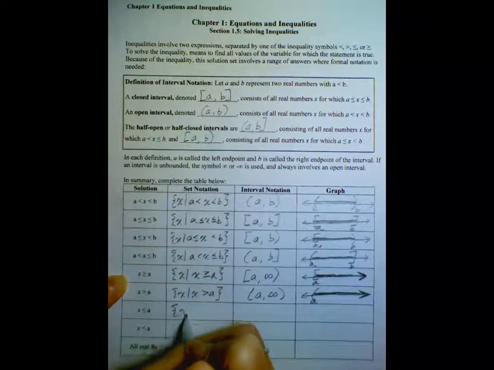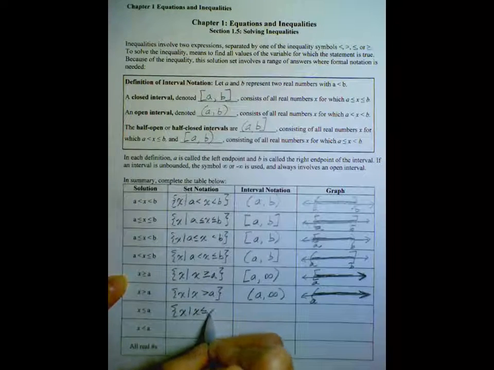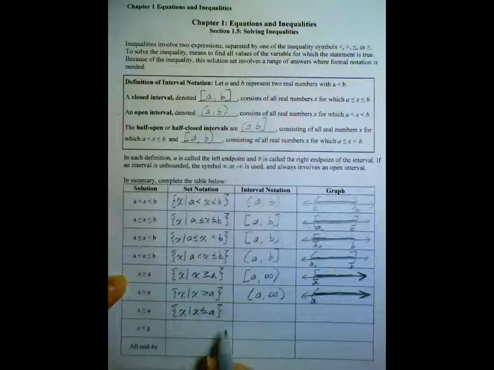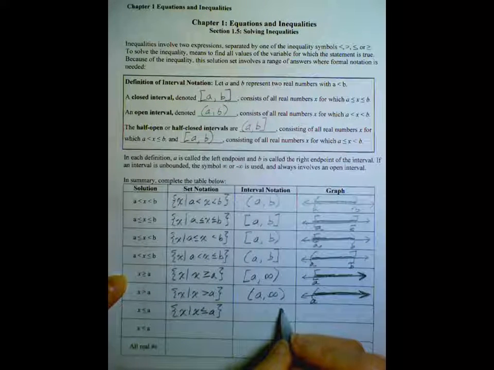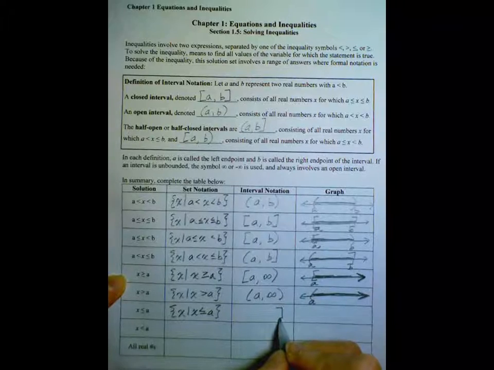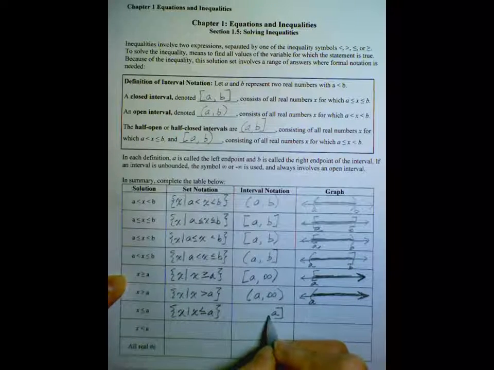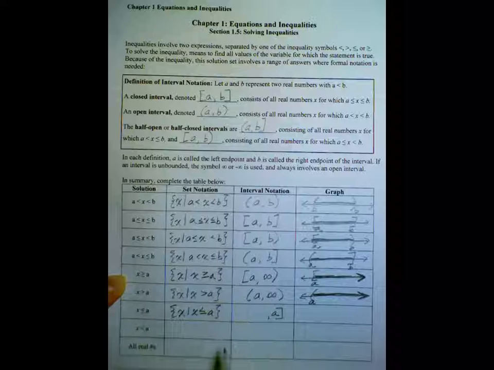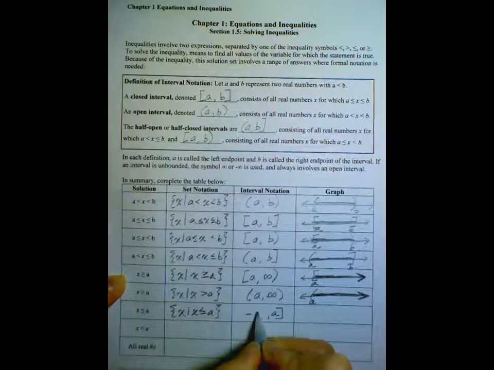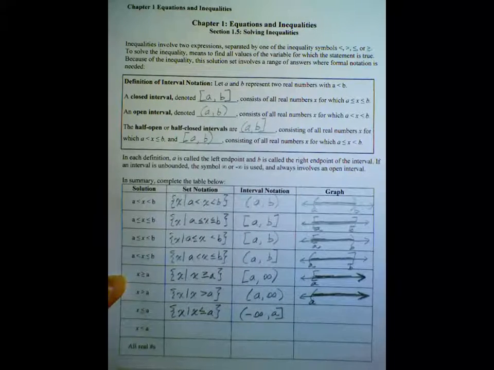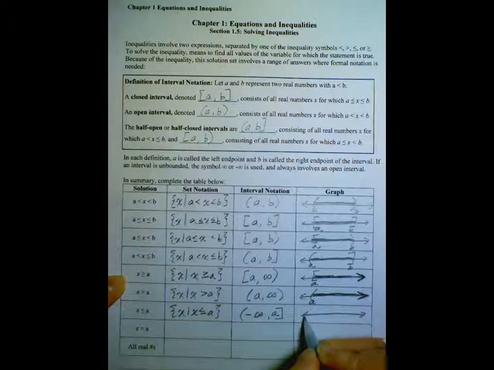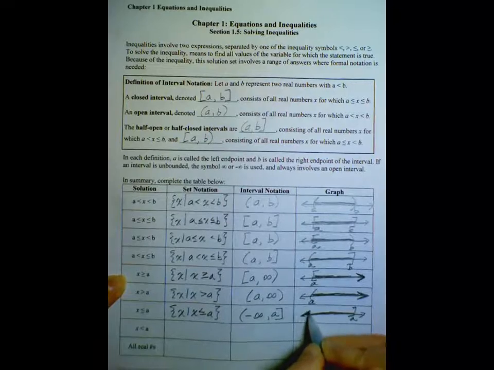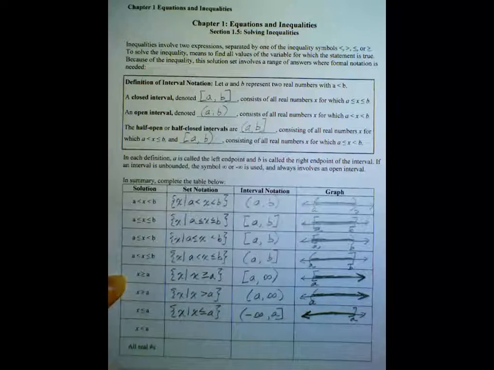The set of all x such that x is less than or equal to a. All right, well now a is the highest this can be. The higher number's on the right, and it can be a, so it's closed. But where does it go to the left then? Well, it goes to negative infinity. And it's open always with infinities. So this shows that anything less than or equal to a. So here's my a, and we're going now to the left, all the way to negative infinity.